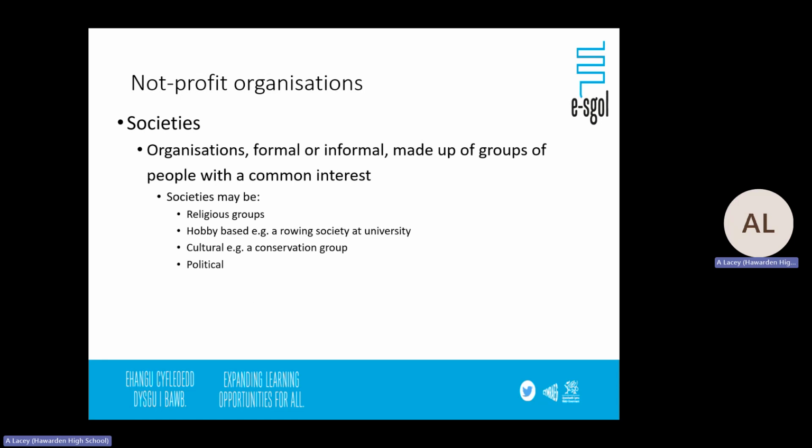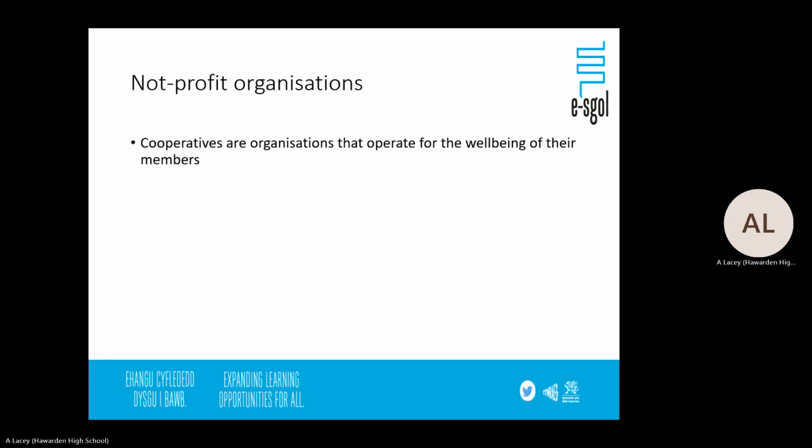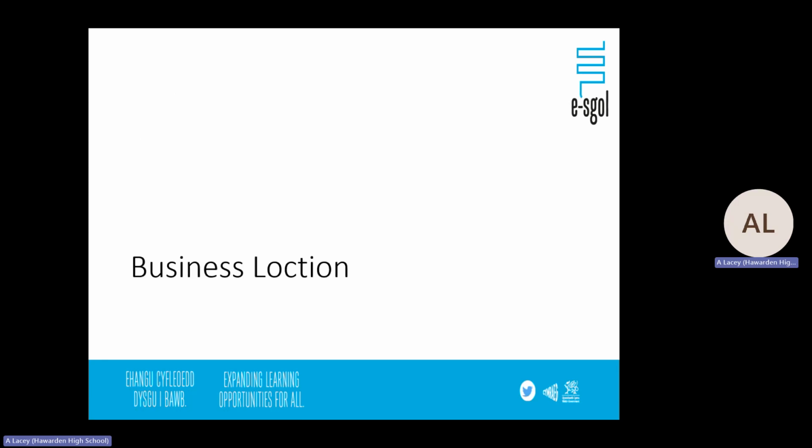Societies are also non-profit organisations, formal or informal, made up of groups of people with a common interest. Societies may be religious groups, or hobby-based, like a rowing society at university, for example. You've got cultural and political societies as well. Cooperatives are slightly different: these are organisations that operate for the well-being of their members. Members can be customers, employees, suppliers and producers.